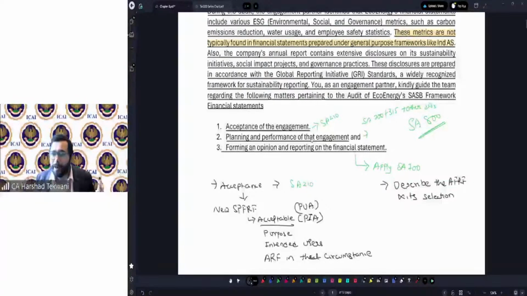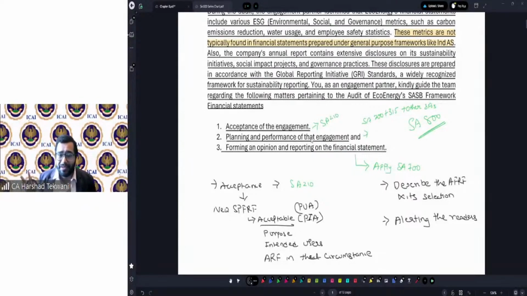The financial reporting framework is new, a special purpose financial reporting framework, and whenever something new comes up, you have to make sure that is included in your reporting. So we are describing the applicable financial reporting framework and its selection. And second is alerting the readers that this financial statement is not Ind AS based. This financial statement is prepared based on the special purpose framework.